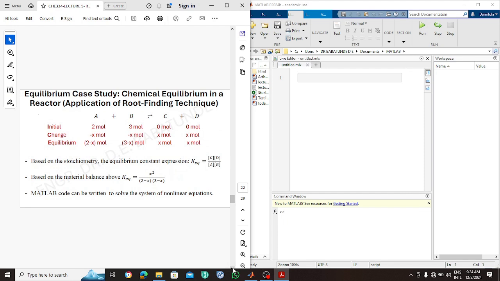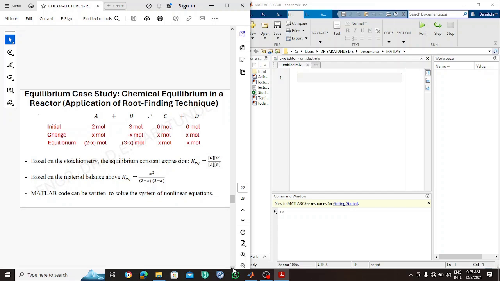So based on that explanation, we have the equation that was given to us, A plus B going to C plus D, and C plus D going back to A plus B. So we started with 2 moles of A, 3 moles of B, 0 moles of C, 0 moles of D. So since the stoichiometric coefficient is the same, we said if X mole of A is reacting, we are using negative because that means the reactant is going to be depleting. So that means minus X is leaving. Then it's the same amount of B that is going to deplete. And that same amount is going to be C and D that will be produced.